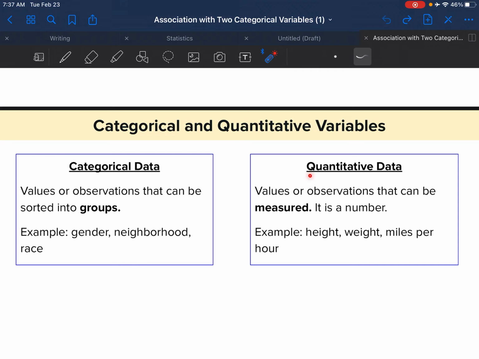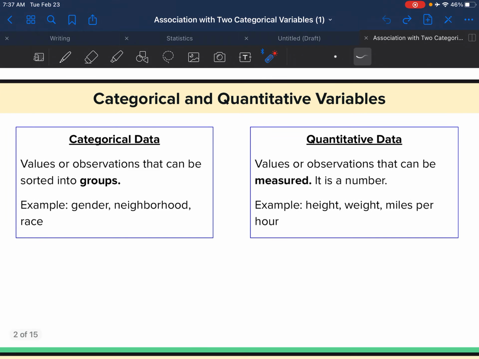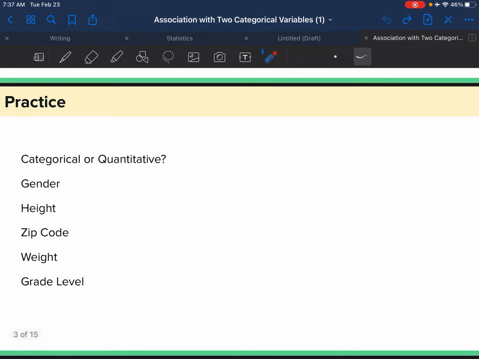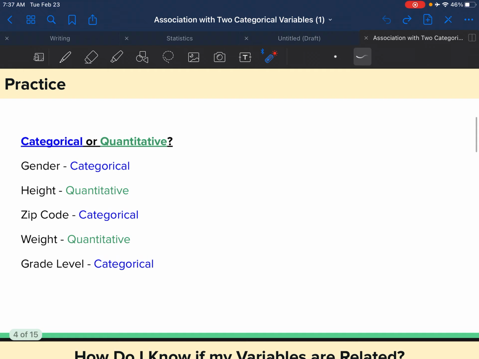The other type of variable is quantitative data. And these are variables that are measured and they're a number. So a big difference here is this is a word, this is a number. So something like your height, your weight, or a car's miles per hour. So knowing the difference between categorical and quantitative variables: gender is categorical, zip code is categorical, and grade level is categorical, but our height and our weight are quantitative.